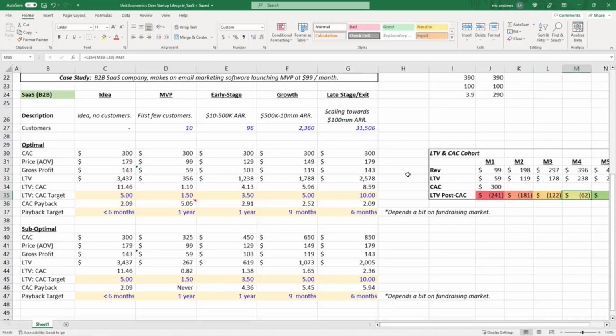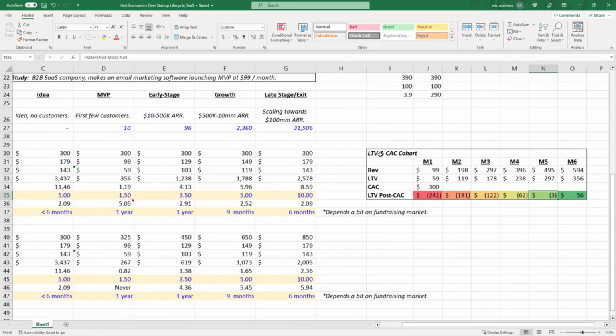So this over here is called a customer cohort. This is called cohort analysis. So for the MVP, we're saying that in month 1, customers pay $99. In month 2, they pay $99 plus another $99. So this is a cumulative revenue. By month 3, each customer has spent $297. By month 5, they've spent $495. And by month 6, they've spent $594.